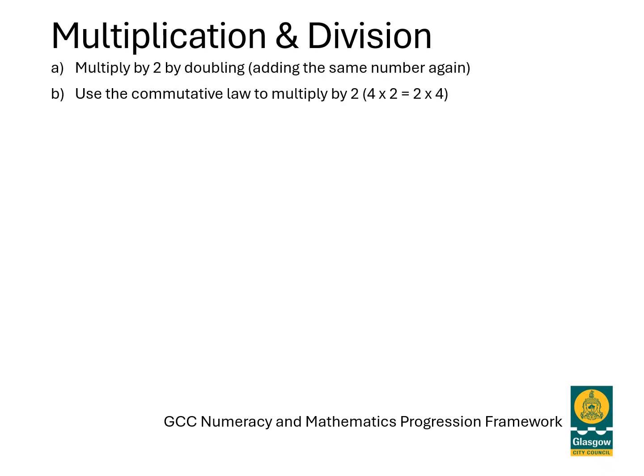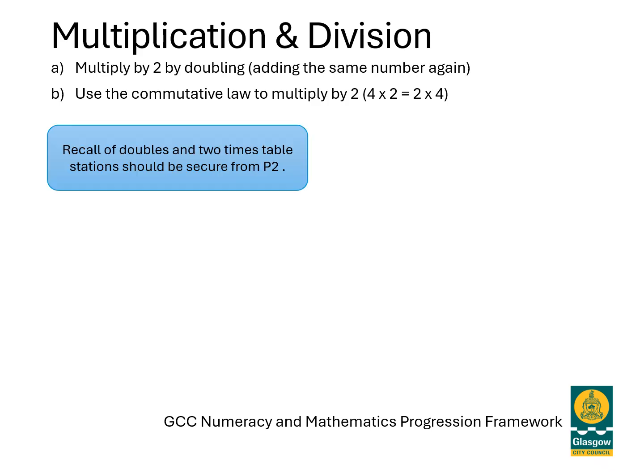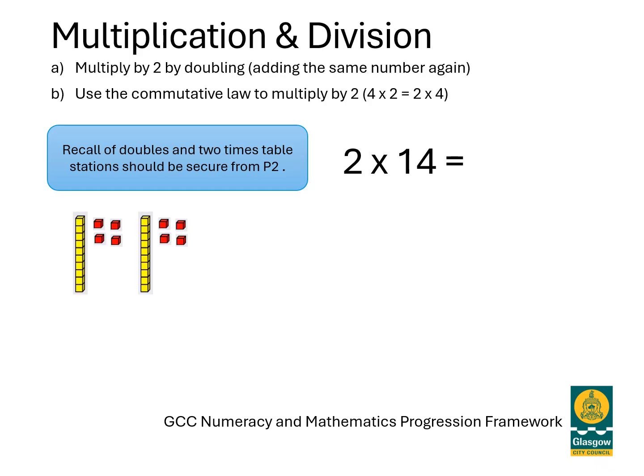So in our first 2 teaching points, we are wanting to build on the recall of the doubles that we know already and the 2 times table that we have learned the stations of and been counting up through in primary 2. Because we've done that, children should be able to read a calculation like that one there as 2 groups of 14. If they know that 2 times 14 means 2 groups of 14, then we can build 14 2 times. So here we've got 2 groups of 14.